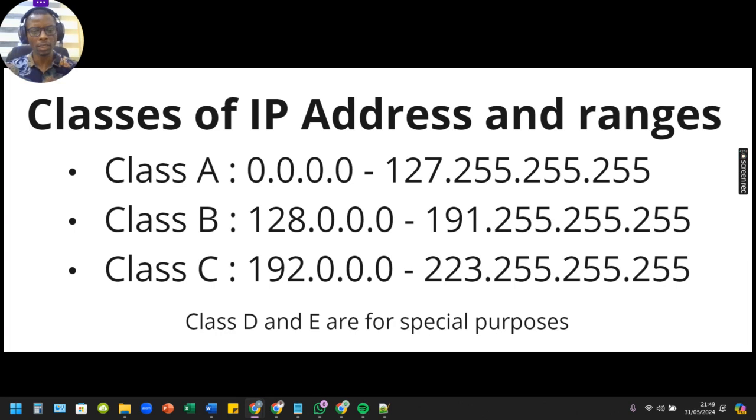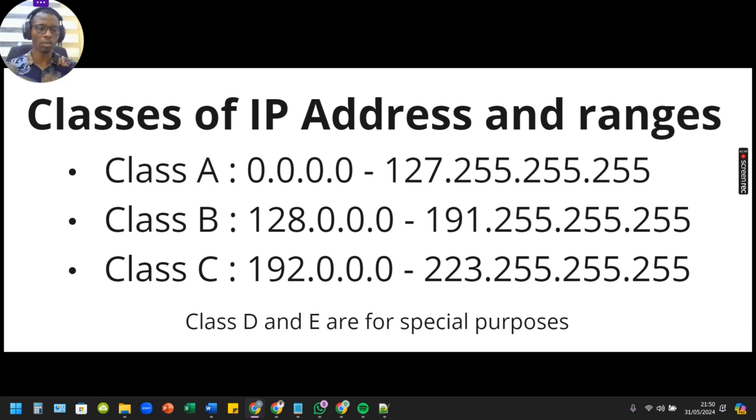Class A ranges from 0.0.0.0 to 127.255.255.255, and class B ranges from 128.0.0.0 to 191.255.255.255. Class C ranges from 192.0.0.0 to 223.255.255.255. So you can easily identify which range an IP address falls within.